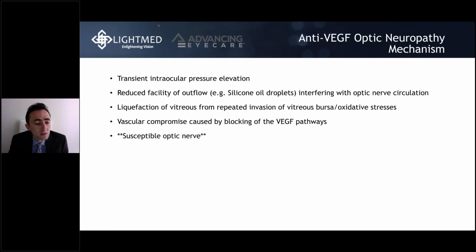And most importantly, is susceptible optic nerves, as some optic nerves are more prone to develop progression with any fluctuation in the intraocular pressure.